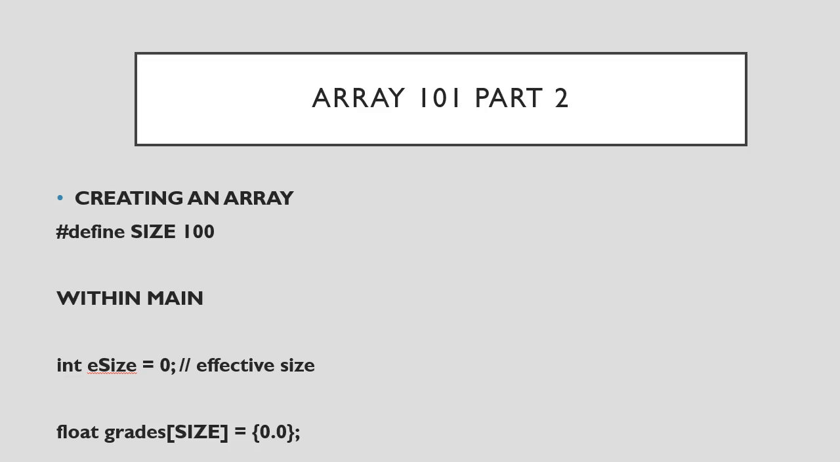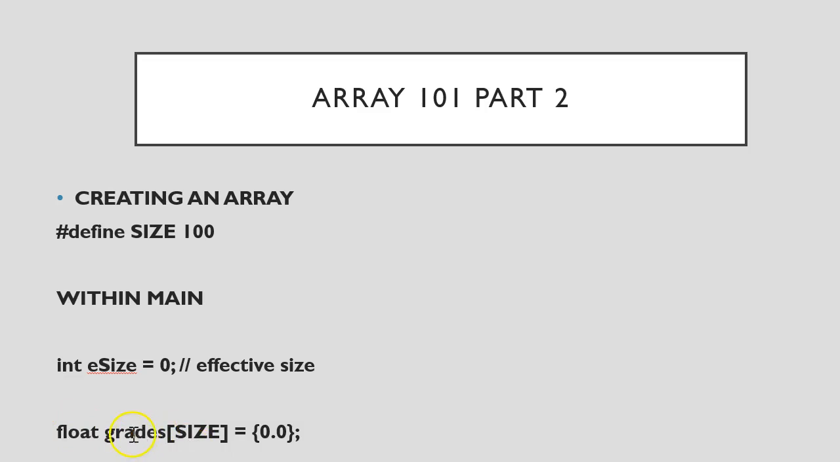So we left off saying that we were going to change that program from a bunch of variables into an array. When you create an array, you need a size, which is a constant, in this case 100. Within main, you need the effective size, and that's going to be a variable. And finally, this is the syntax to create an array.